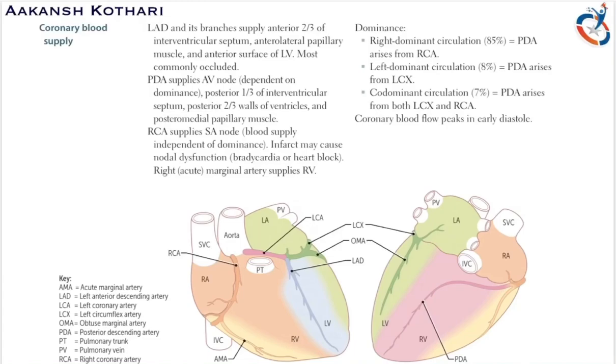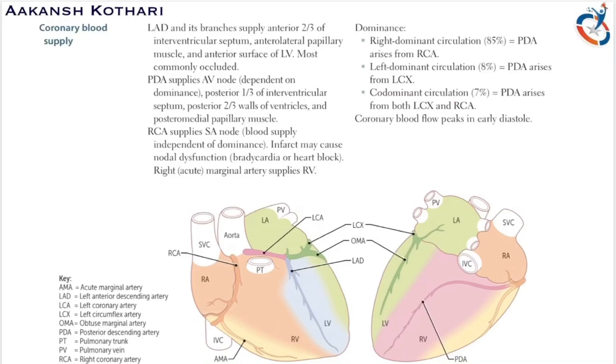Now, is it clear about the dominance part? If the posterior descending artery comes from the right coronary artery, it is called right dominant. If it comes from the left circumflex artery, it is called left dominant. And if it is conjoint or codominant, that is, it comes from both the left circumflex and the right coronary artery, it is called codominant circulation.